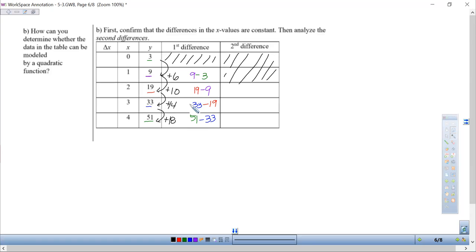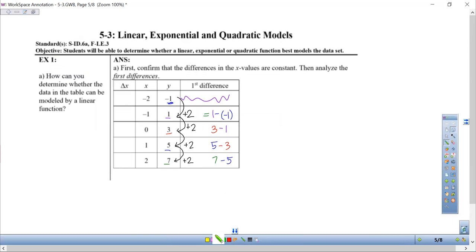Now, because these were not constant, what I want to look at is the second difference. The first difference was not constant, so it is not linear. If the second difference is constant, that's what tells me that it would be quadratic. So a constant second difference tells me that it's quadratic. I didn't highlight this before: a constant first difference tells me that it's linear. Because all of these were the same value, it's a linear function.